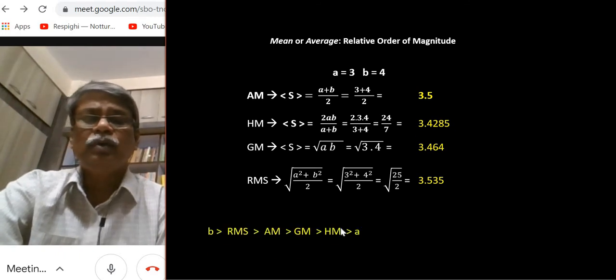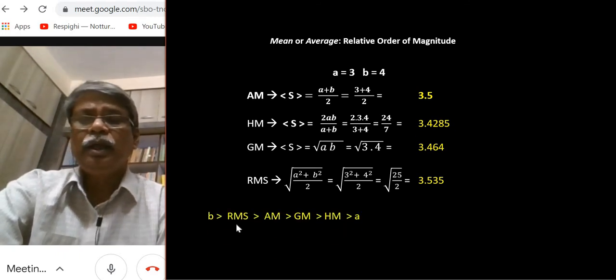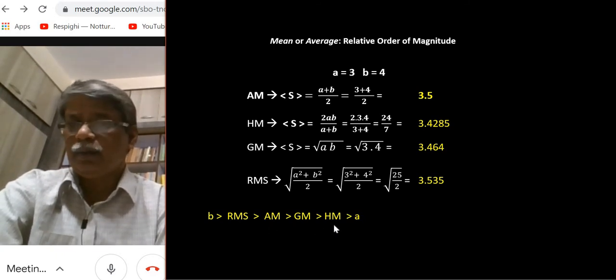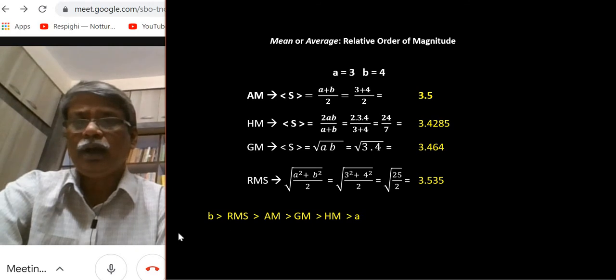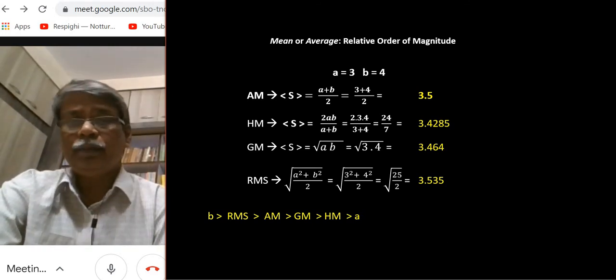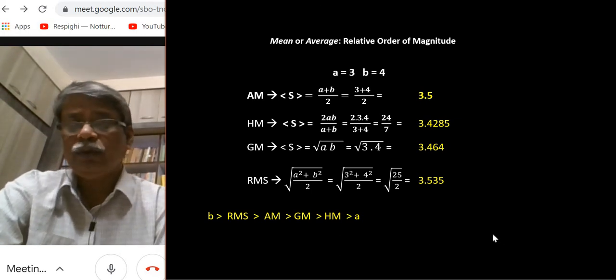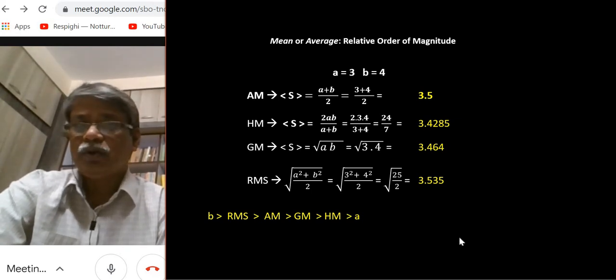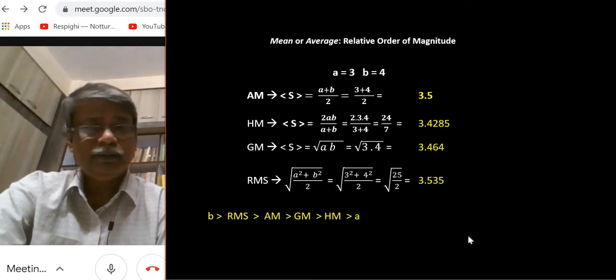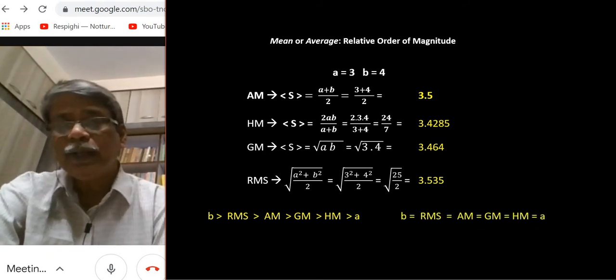So if you have a close look, then you will see the order is like RMS greater than arithmetic mean, greater than geometric mean, greater than harmonic mean. Of course, at the two ends are b and a. So this is the order of means, but that we have verified only with numbers, but it's not a general proof or demonstration. So can we go for that? Yes, we of course will go for that.